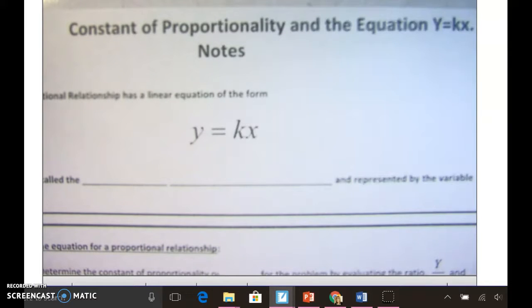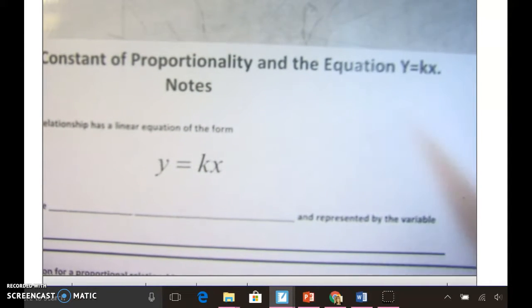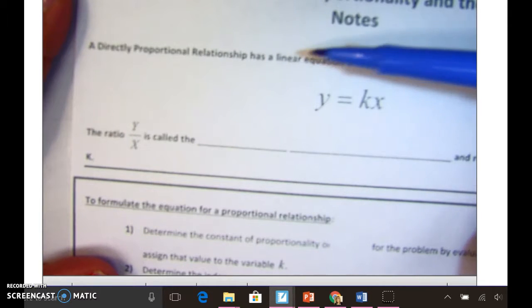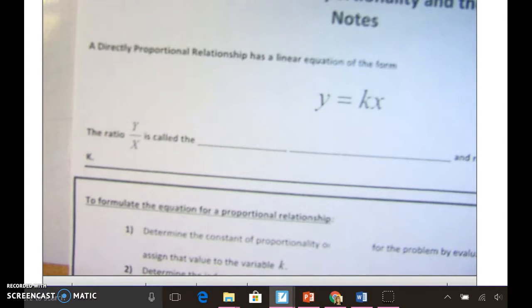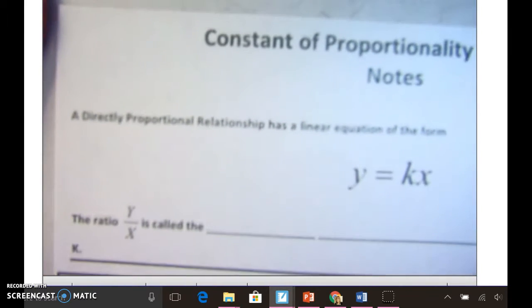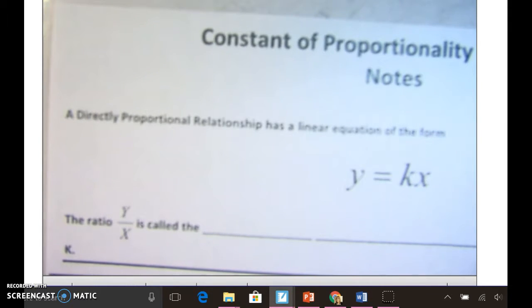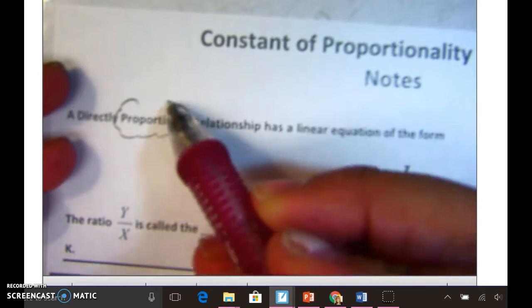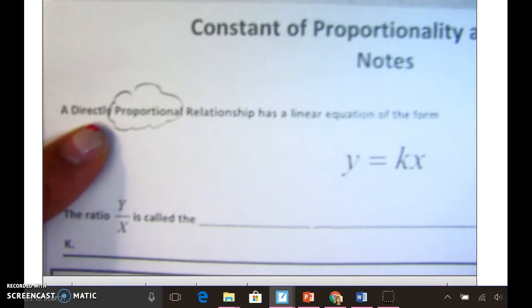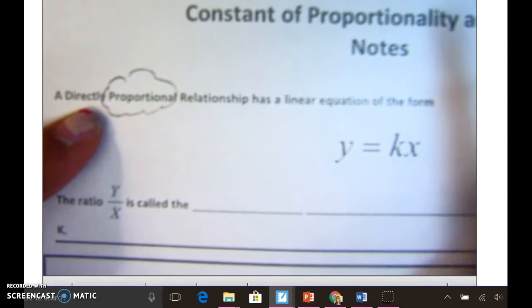So your notes tonight for homework are the constant of proportionality and the equation y equals kx. A directly proportional relationship has a linear equation in the form of y equals kx. There are a couple things that we are familiar with, proportional relationships. Proportional relationships are like what we studied with scale drawings and similar figures. There's a ratio that's consistent.